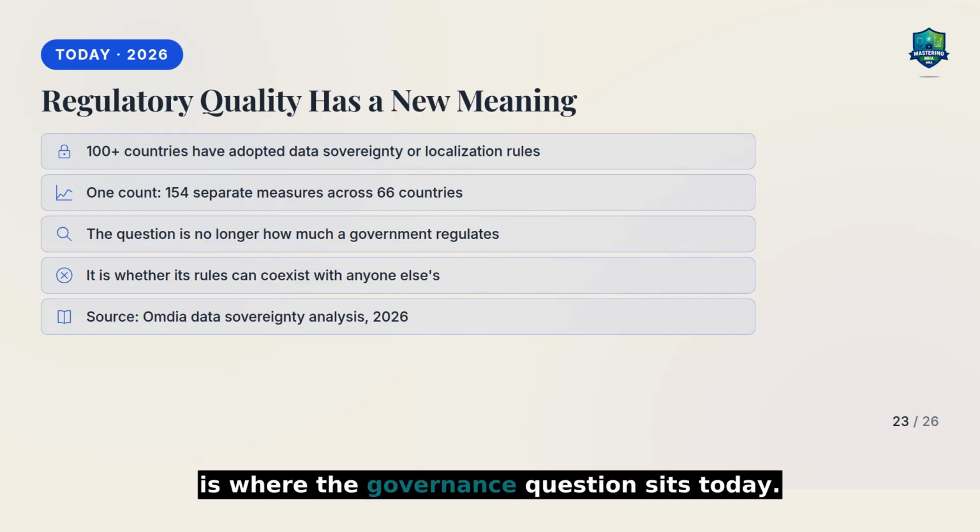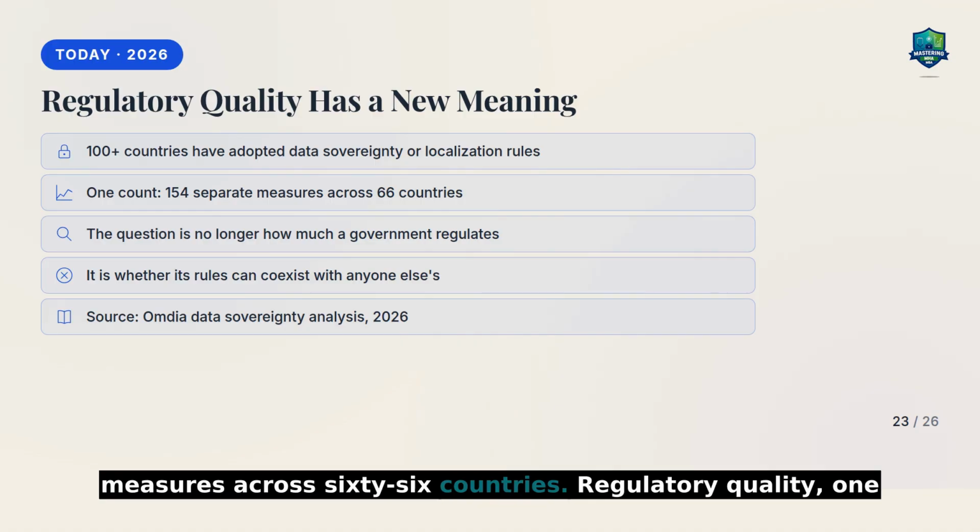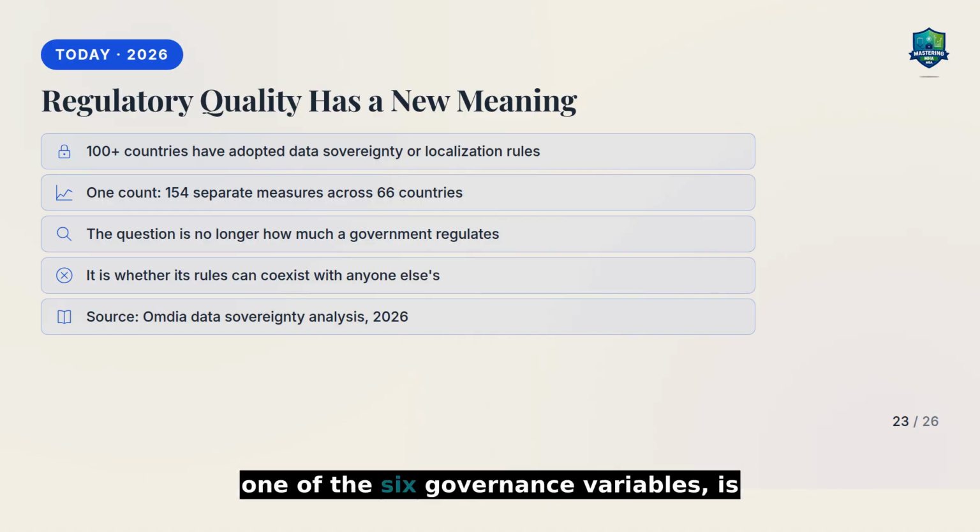Here is where the governance question sits today. As of 2026, more than 100 countries have adopted some form of data sovereignty or localization requirement, with one count putting it at 154 separate measures across 66 countries. Regulatory quality, one of the six governance variables, is no longer just about how much a government regulates. It is about whether its rules can coexist with anyone else's.